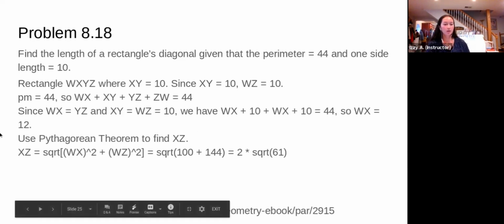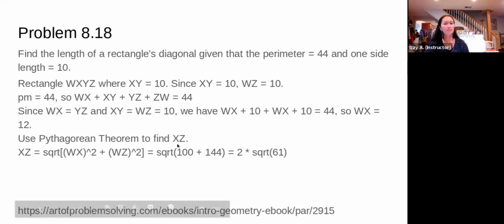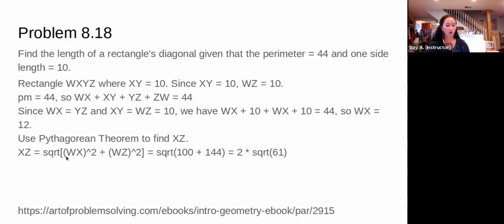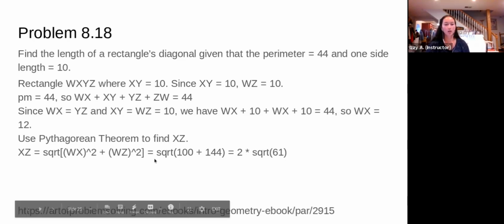So the last part of it is you would use the Pythagorean theorem to find the measurement of the diagonal. So in this case, it would be xc. So xc would be equal to the square root of, you would plug in 10 here, squared plus, and then you would plug in 12 here, squared. So then you get square root of 100 plus 144, which would equal 2 times square root of 61. So that would be your answer.